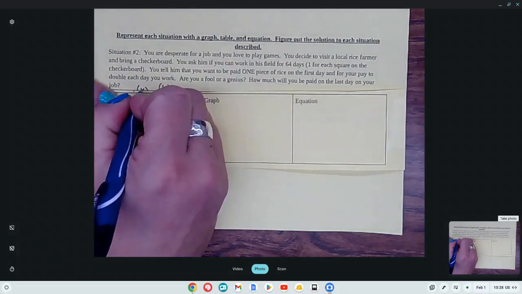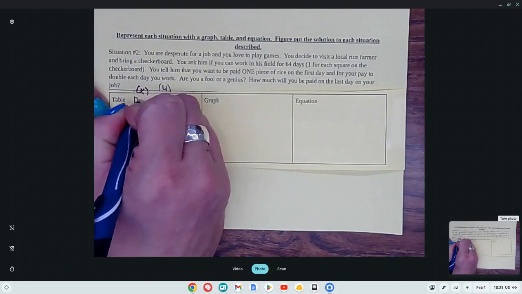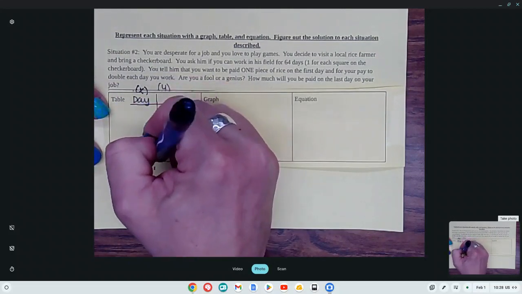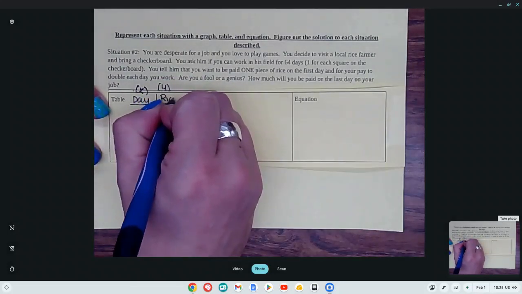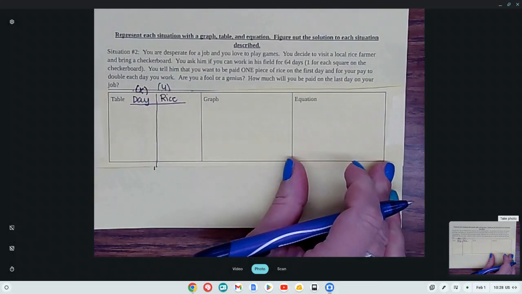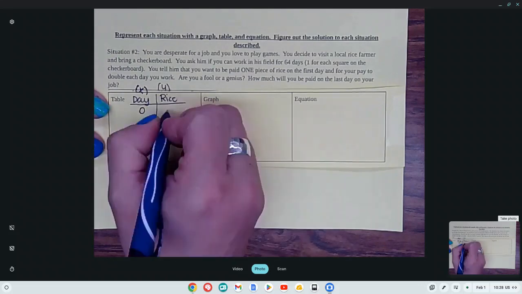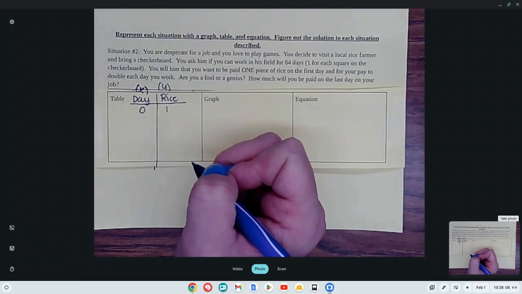Okay, so in our X column, that's going to be the day, right? Because the X is typically the time frame, right? So in this case, it's days. In the Y column, that's going to be the number or like the pieces of rice. Okay. So before any time has passed, right, you start out with 1. Okay. So that's like right when you start.